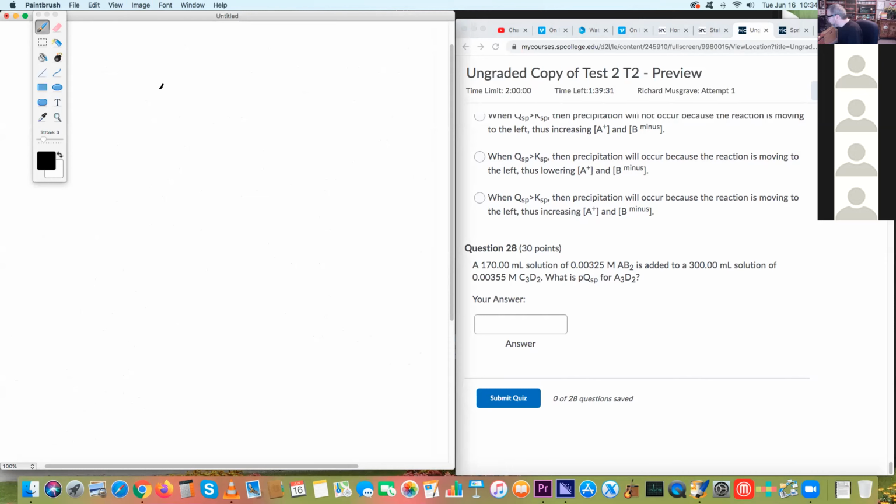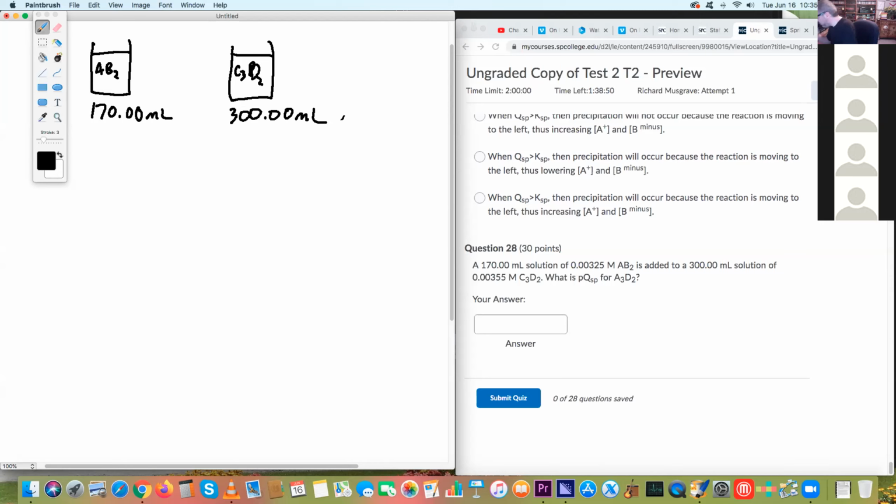So what we've got here is a solution of AB2 being added to a solution of C3D2. Let's picture this and see what we're doing. We have AB2 in here, a certain volume of it, which looks like 170.00 mL. And on the other one, we've got C3D2, and that's 300.00 mL.